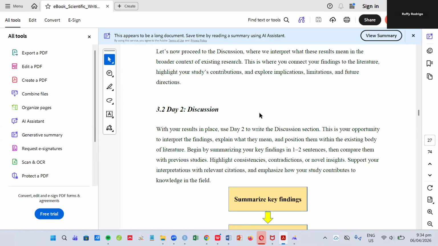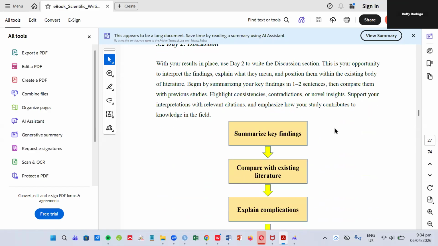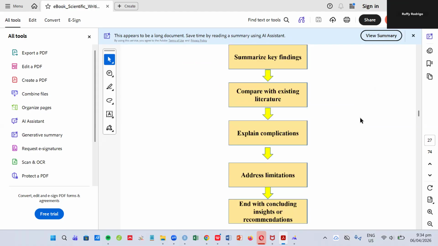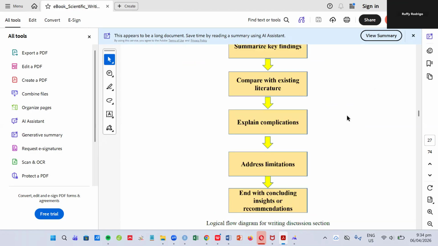You went to the field, you did the experiments, you know exactly the story, what kind of story you want to tell your readers. So first, you have to summarize key findings, compare with existing literature, explain complications, address limitations, and end with concluding insights or recommendations. Let's say you spend the second day writing the discussion.